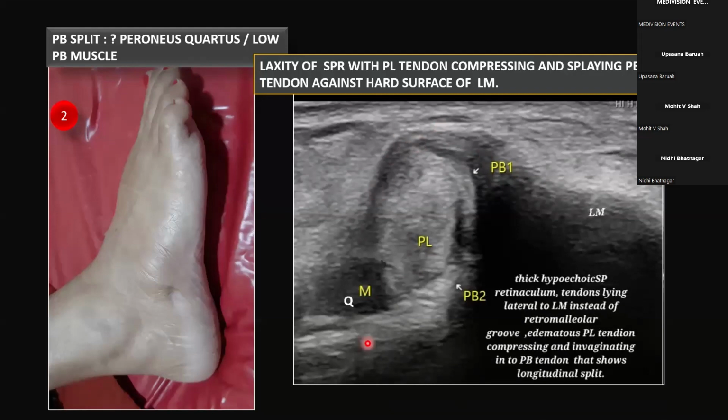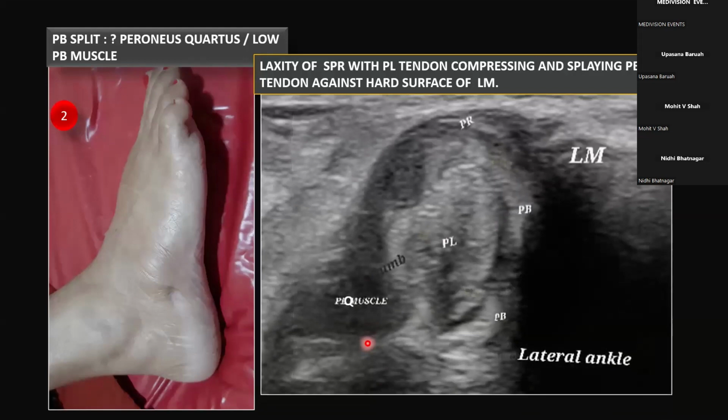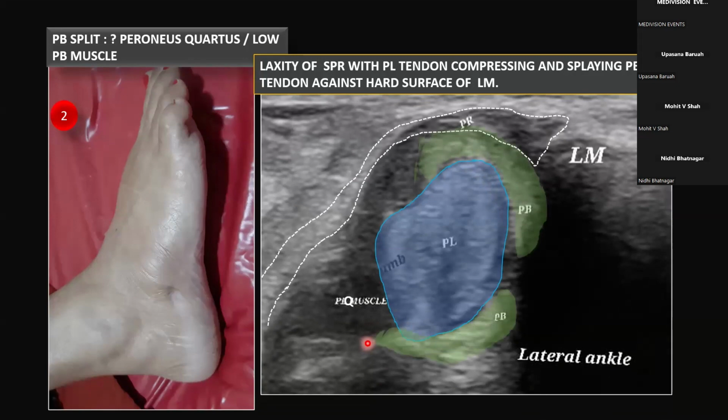And at the level of the malleolus, again, you can see the thick peroneal retinaculum and the thickened peroneus longus tendon that is compressing and dividing the peroneus brevis into two tendons. And there is a muscle belly, which is not usually seen, so a large muscle belly of the peroneus brevis muscle, or there may be a peroneus quartus.